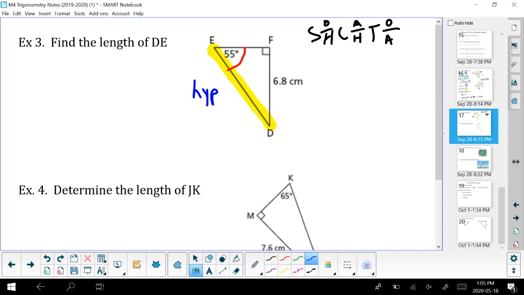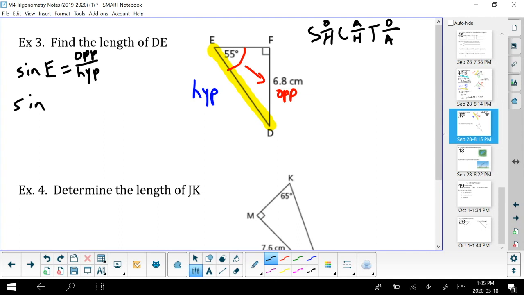So now that we've found that reference angle of 55 degrees, we know directly across from it will be my opposite side, which in this case is the 6.8. And because we're looking for our hypotenuse, we're going to identify which trig ratio uses both the opposite side and the hypotenuse. So for us, that's going to be our sine ratio. Let's start off with a formula. The sine of angle E, because that's our reference angle, is equal to the opposite side over the hypotenuse.